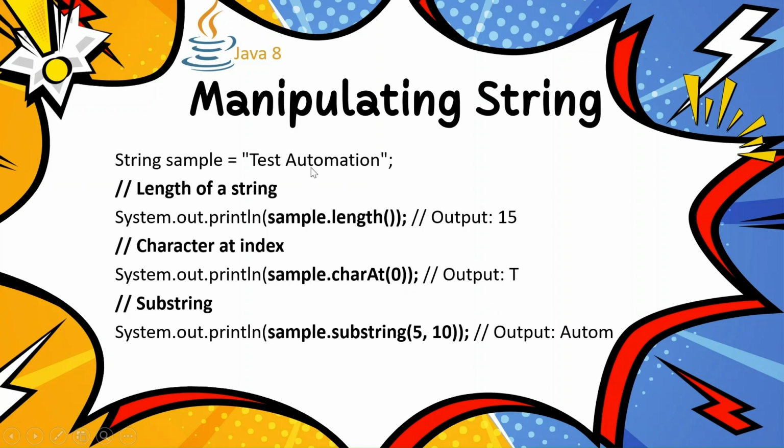If it is 0, then in this sample variable 0 is t. And substring will take two inputs, from and to. So 5 is from and 10 is to. So from a to yum will be printed, because substring is going to give you a substring of this sample variable. This is the entire string; it is only going to return you a substring, not the complete string.